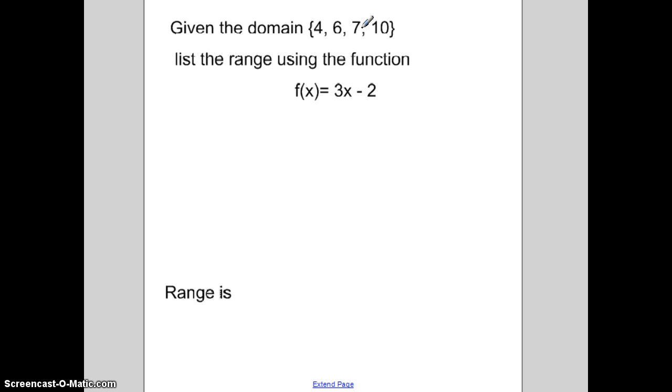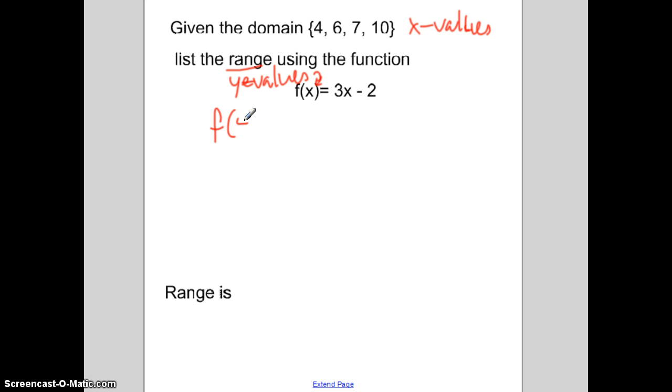Given the domain, so that means these are the x values. List the range using the function. So you're going to try and find the y values, which is basically the same as this f of x thing. It's just a different way of writing y. That just means the function when x is some numbers.